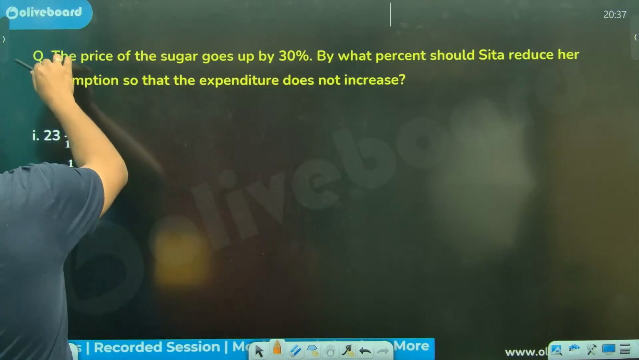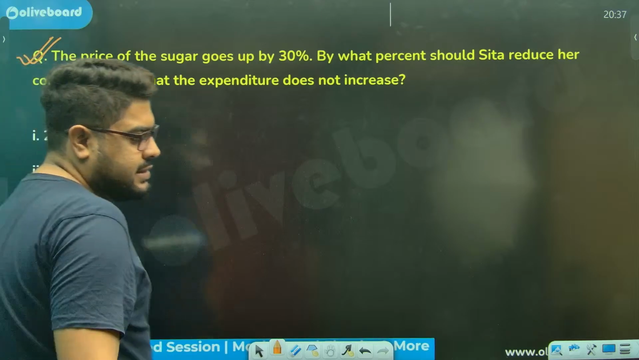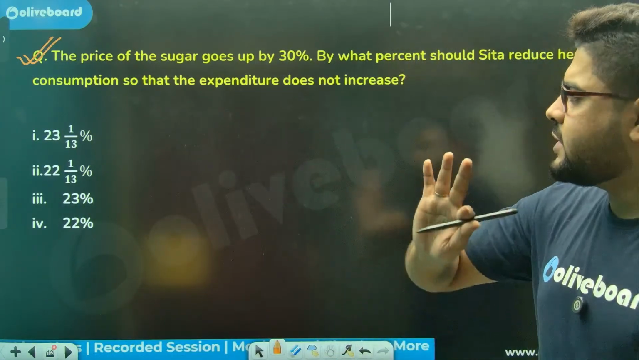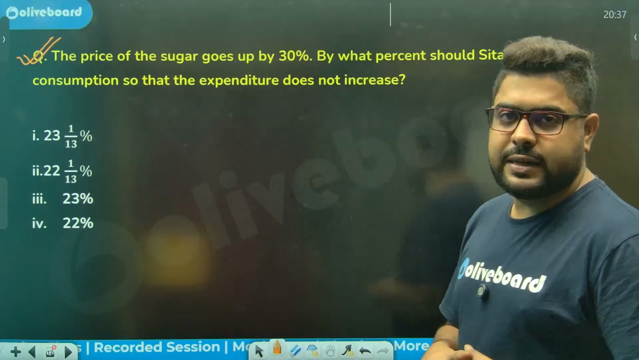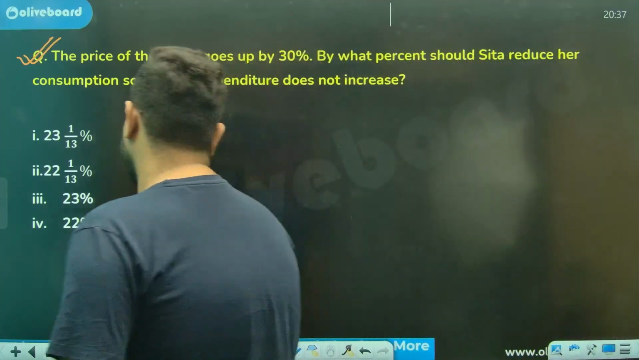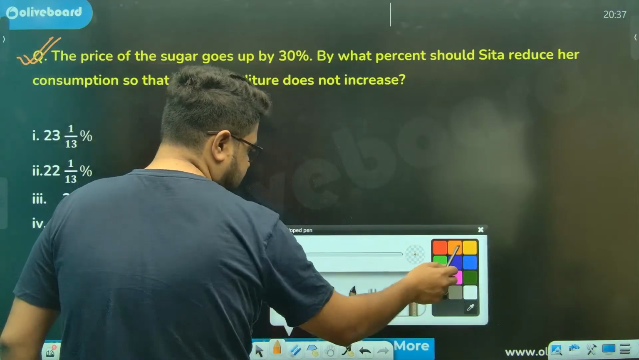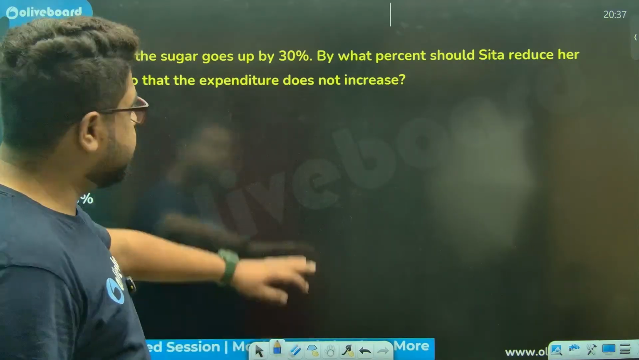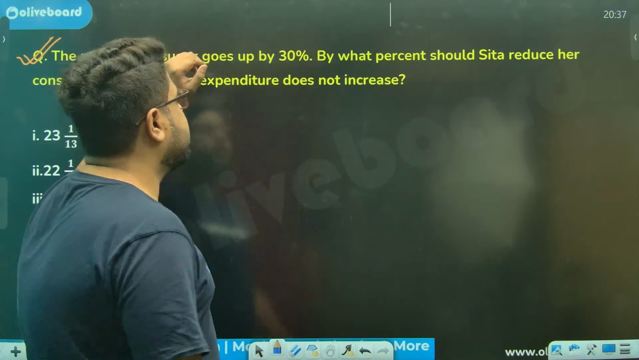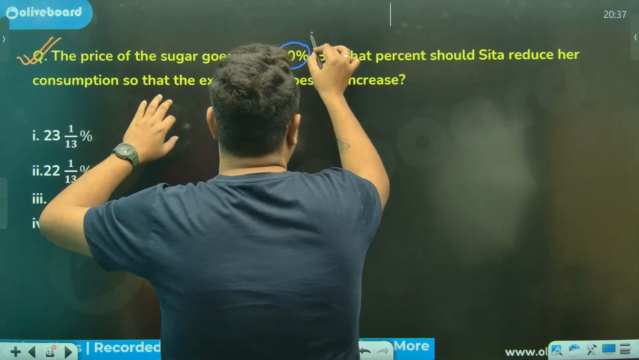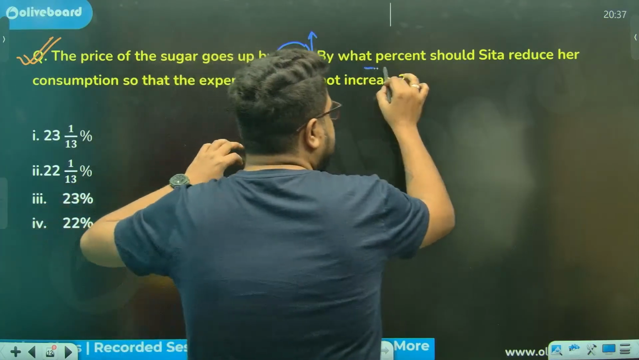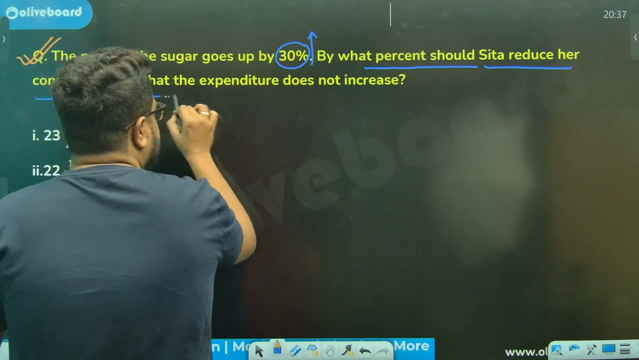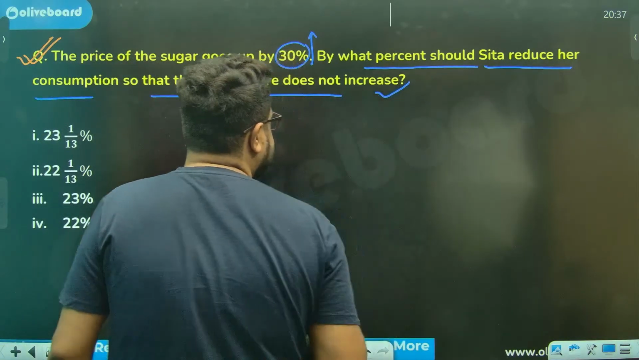Consumption-based question. I will show you one technique which will take care of any question of this type. Understand, everyone. If you don't know, listen to me for the next couple of minutes. Price of the sugar goes up by 30%. By what percentage should Sita reduce her consumption so that the expenditure does not increase?